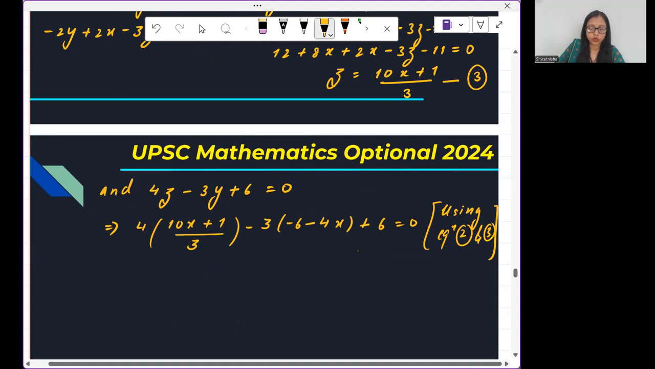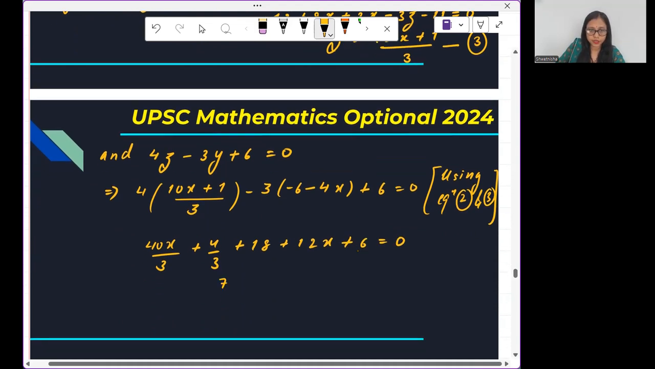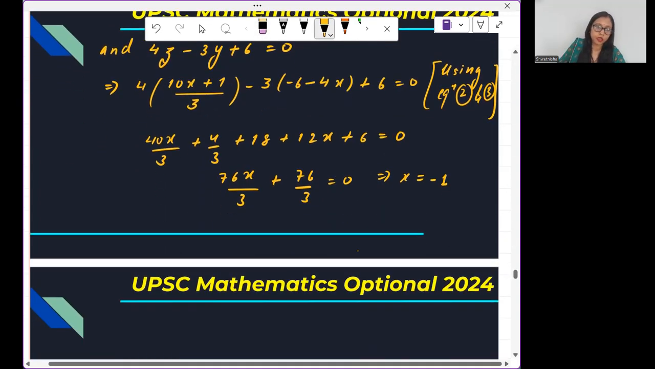So this will give you your value of x. What is it? It is 40x by 3 plus 4 by 3 plus 18 plus 12x plus 6 is equals to 0. So it's 76x by 3 plus 76 by 3. So x is equals to minus 1. From 2, y is equals to minus 6 minus 4 times x. x is minus 1. So it is minus 2.